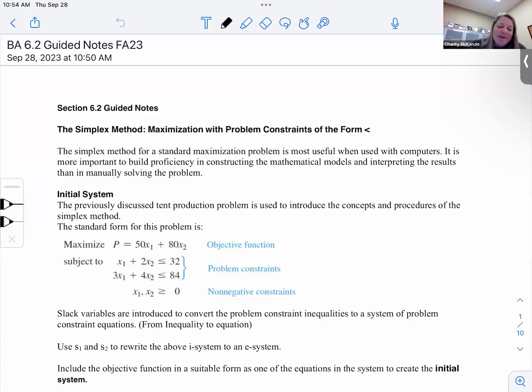Hello, students. This is going to be the start of our simplex method. I skipped 6.1 and we're just going to start with 6.2, because 6.1 made the simplex method even more confusing. So we're just going to skip that.